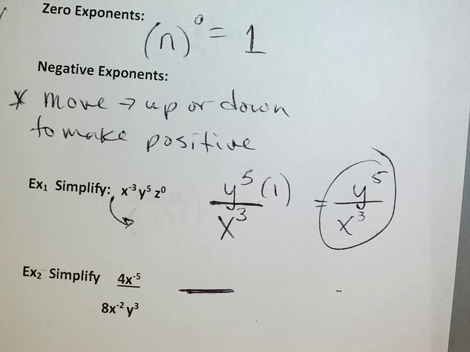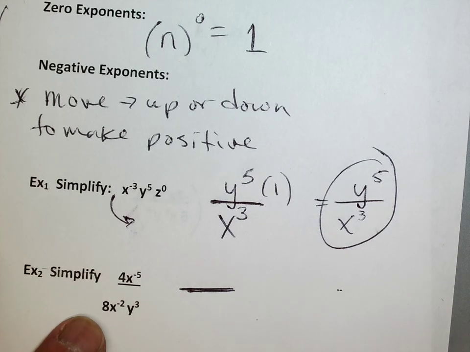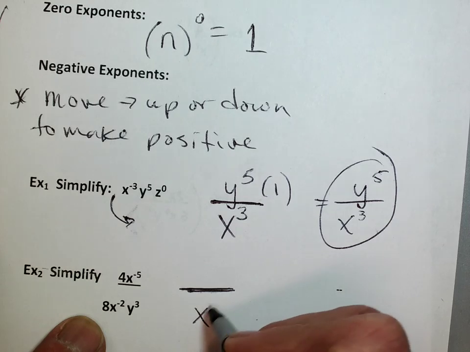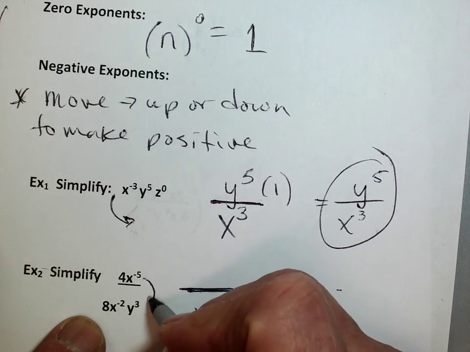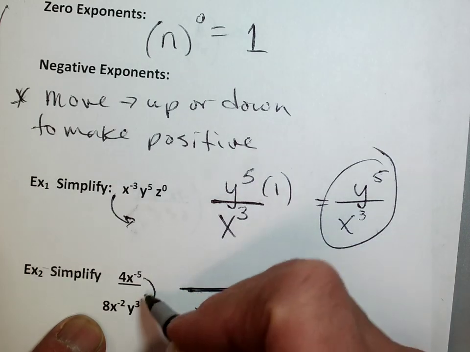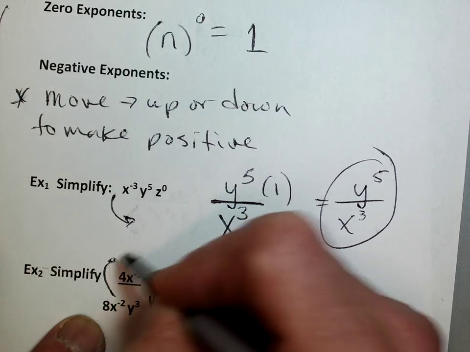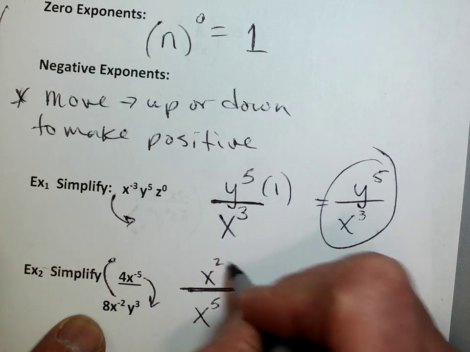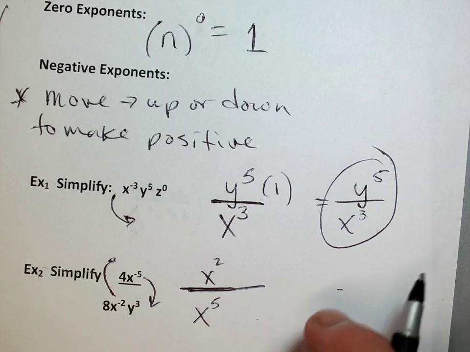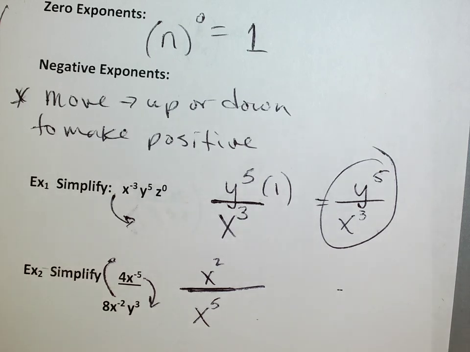Okay. Number 2. Now, I'm going to move the x to the negative 5 down. This becomes an x to the positive 5. I'm going to move the x to the negative 2 up. That makes an x to the positive 2. So I'm just moving my negative exponents. If it's a negative exponent, I move it up to make it positive or down to make it positive. That's all I'm doing. Now, this y to the 3rd, it's fine. It's y to the 3rd. Leave it where it's at.